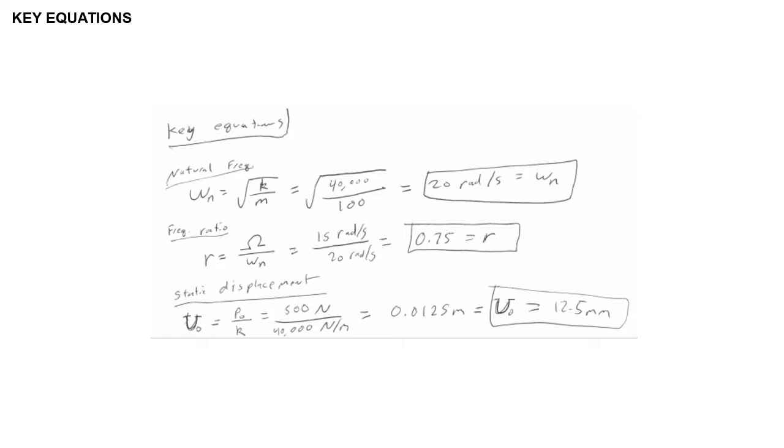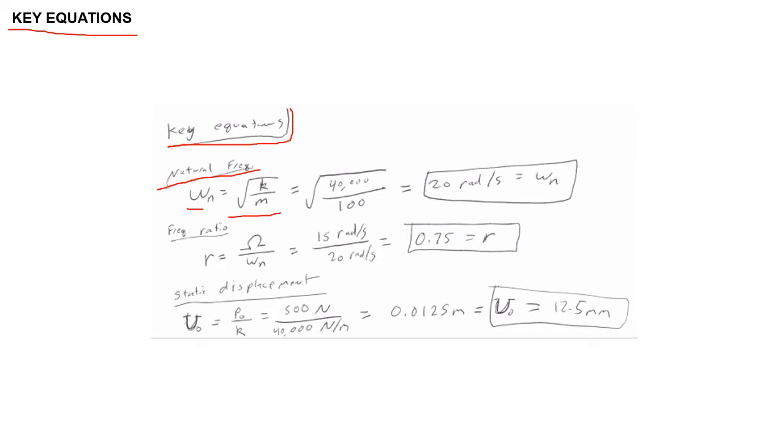So the first thing we want to do before we start a solution is determine, based off of the information that they give us in the problem statement and what they're asking us to solve for, what would be our governing equations. So I write out a couple of equations that I think I might need based on what they give me and what they're asking for. I know I'm probably going to need my natural frequency, omega sub n. My general formula for omega sub n is the square root of k over m.